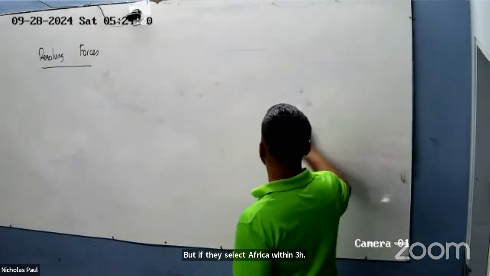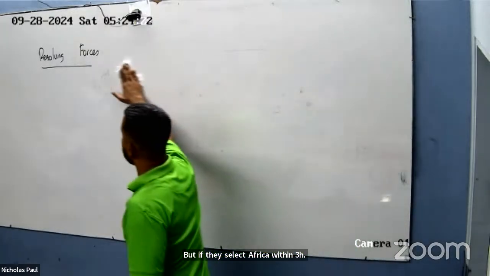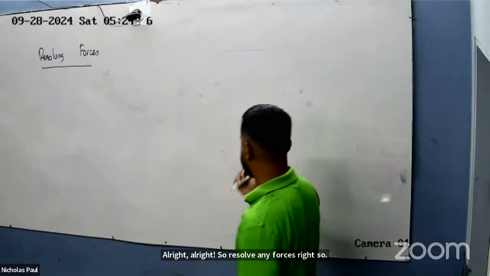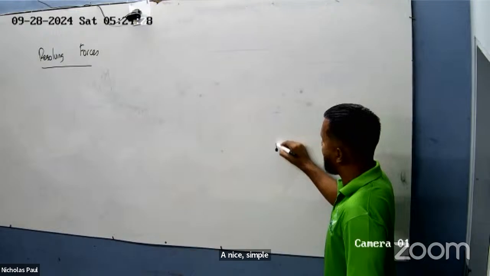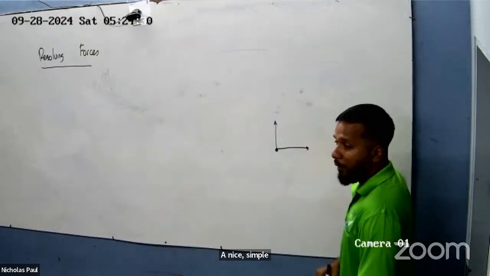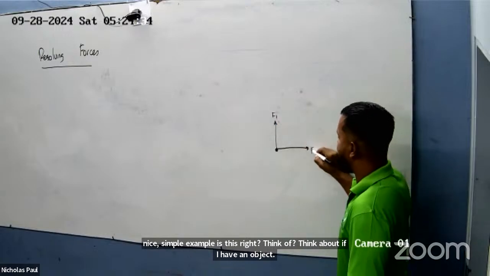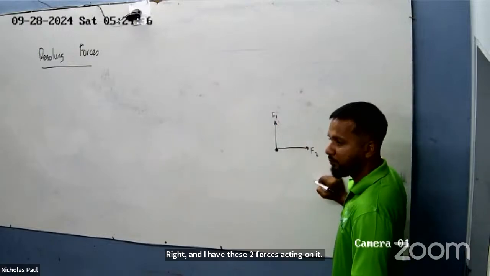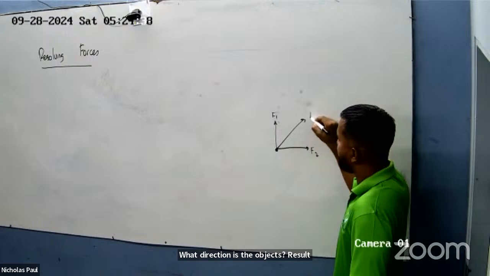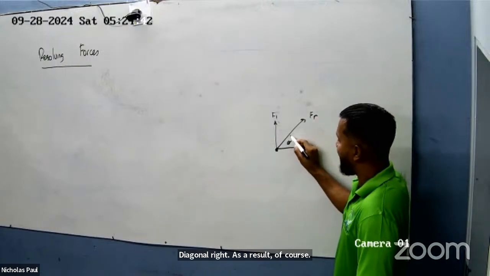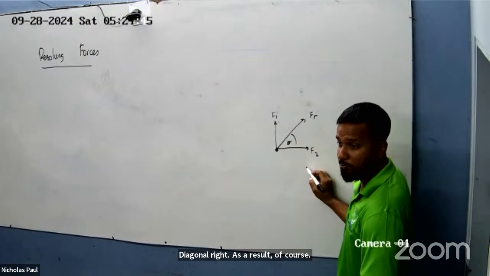All right, so resolving forces, right? A nice simple example is this. Think about if I have an object, and I have these two forces acting on it. What direction is the object's resultant force? Diagonal, right? That's the resultant force. And that force is at an angle to the horizontal, correct?